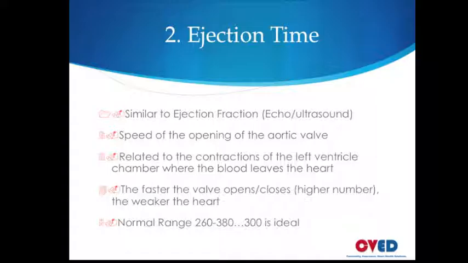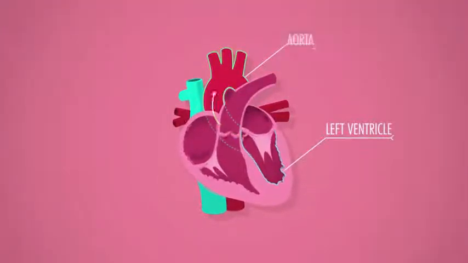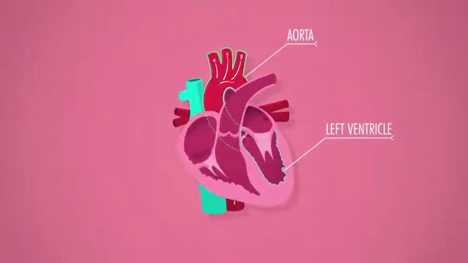So we're not really measuring ejection fraction, we're actually measuring ejection time. Ejection time is the speed of the opening of the aortic valve, the contractions of the left ventricle chamber where the blood's coming out. The faster that it's contracting, or the faster that valve's opening and closing, the weaker the heart. The higher that number is, the weaker the heart.